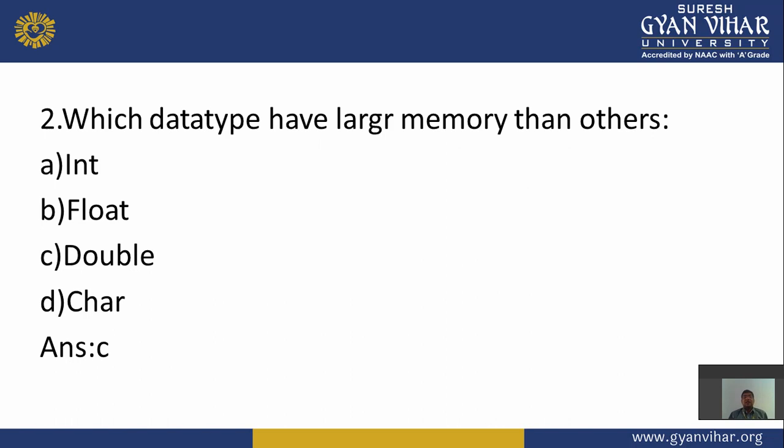Now which data type has larger memory than the others? So int, float, double, character. Integer has 2 bytes, float has 4 bytes, double has 8 bytes, and character has 1 byte in memory. So double is the largest memory data type. So the answer of this is C.